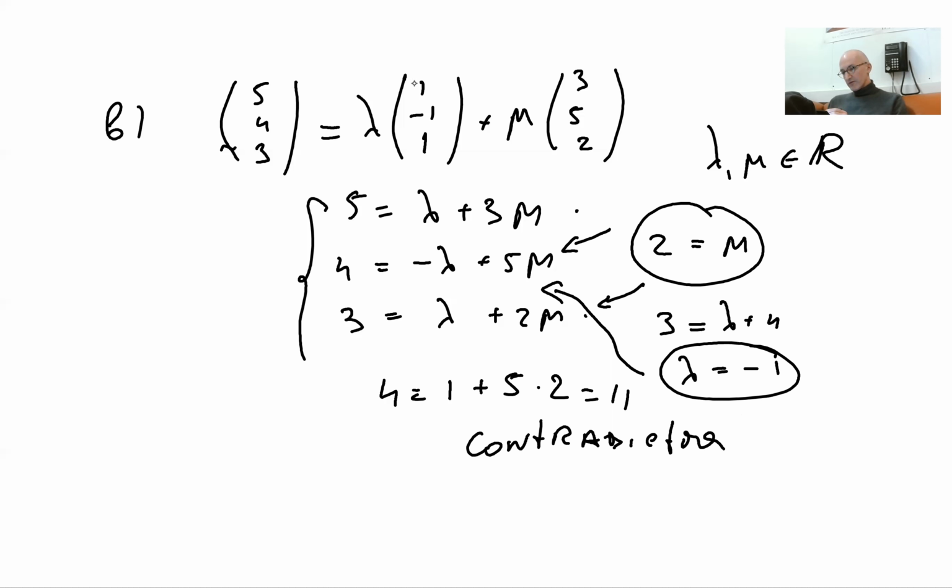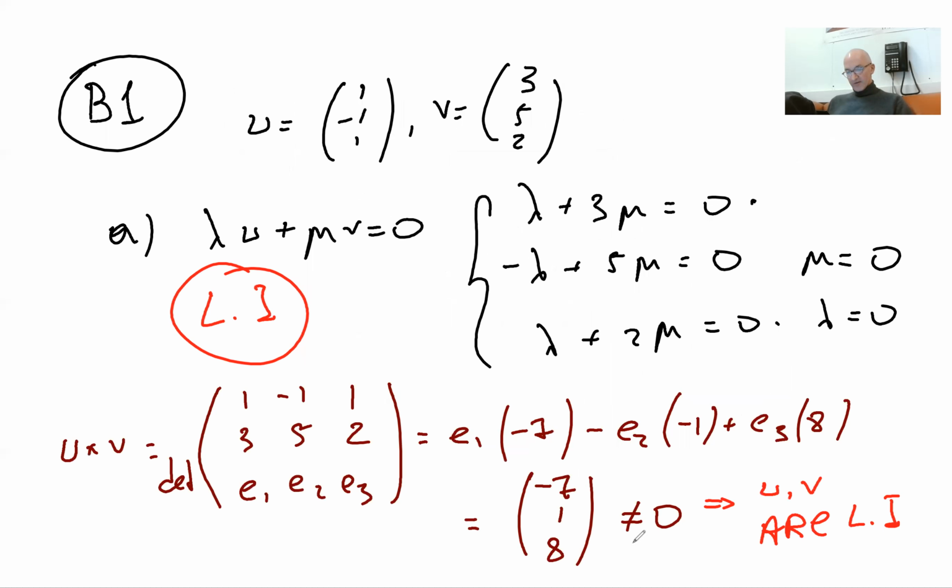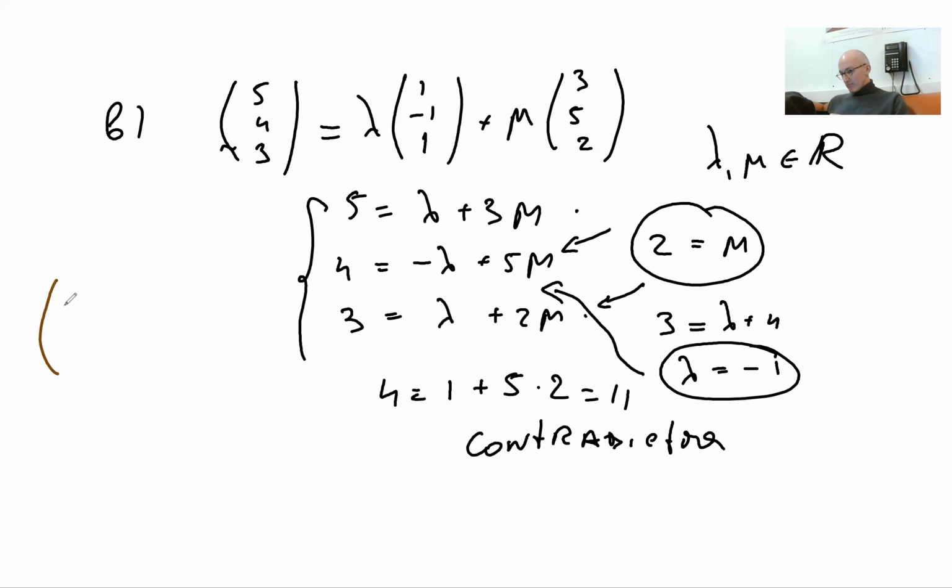Let me use a different color. Remind you that we found this vector (-7, 1, 8). This was the cross product of u and v. So if (5, 4, 3) is a linear combination of u and v, it should be orthogonal to the cross product. Because the cross product of u and v is orthogonal both to u and v, so it should be orthogonal to any linear combination.